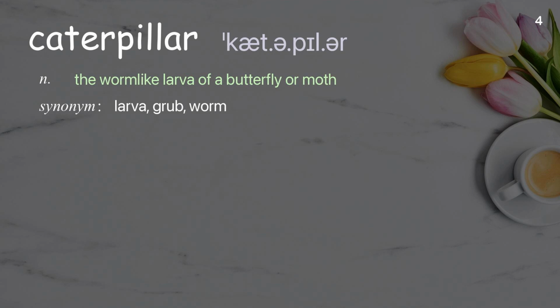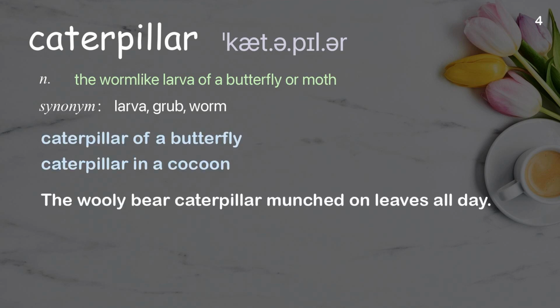Caterpillar. The worm-like larva of a butterfly or moth. Examples: Caterpillar of a butterfly. Caterpillar in a cocoon. The woolly bear caterpillar munched on leaves all day.